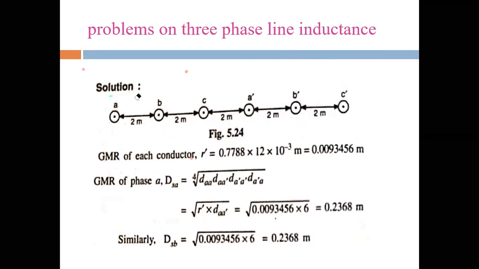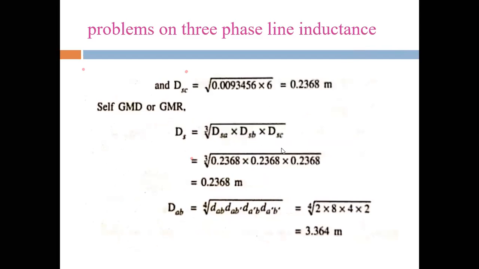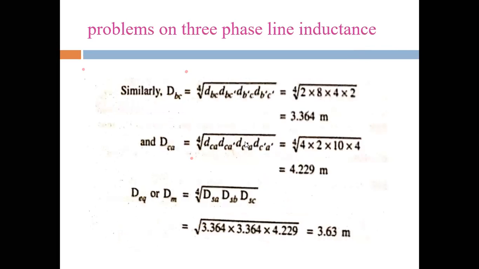Okay, then substitute all the values in the formulas. Then we obtain DCB. Sorry, DCA. Then we obtain DCA is equal to 4.229. Okay, then we calculate DM. DM is equal to square root of DSA, DSB, DSC.